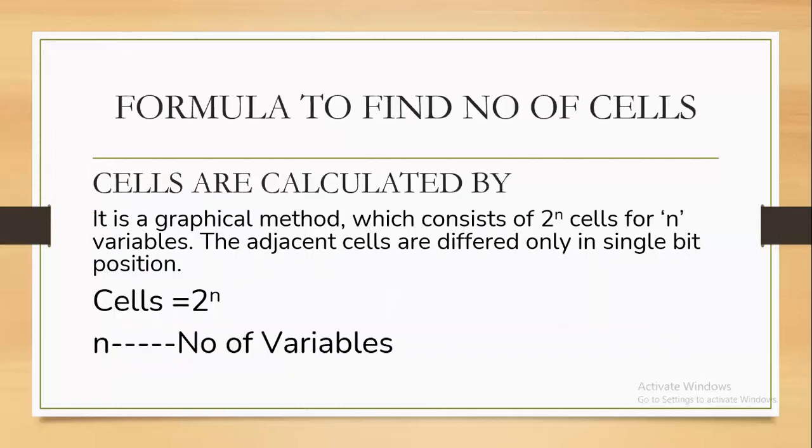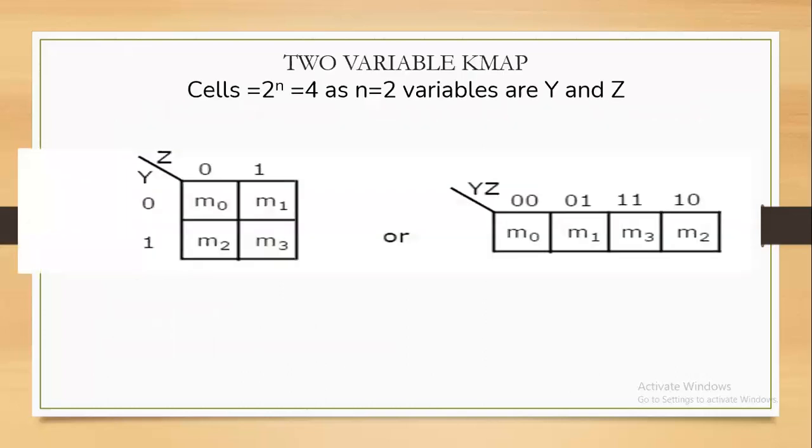Then we'll see how to calculate the number of cells based on the variables. The graphical method consists of 2 raised to n cells, where n is the number of variables. So if the number of variables is 1, cells will be 2. If it is 2, 2 raised to 2 will be 4. So cells is nothing but 2 raised to n. This is the first one, for a two variable K-map.